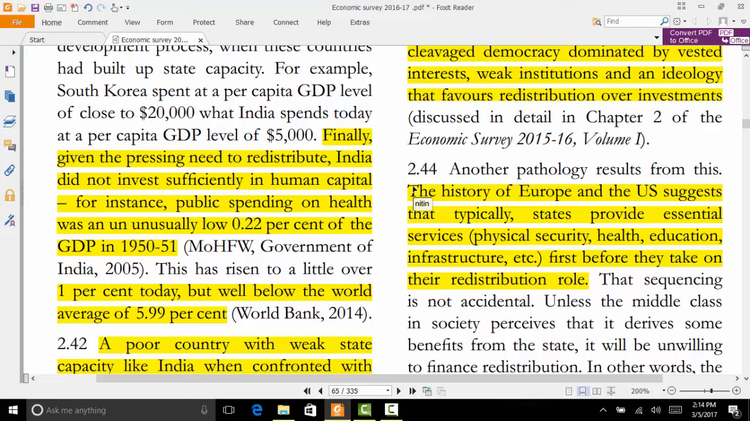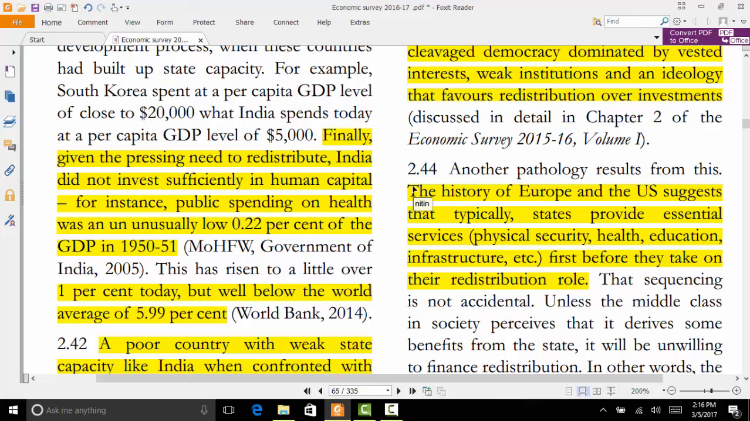Now 2.44. I think I've discussed this point before as well. Just listen to it for a moment. In any case of the developed countries, they go first for providing essential services. Once they provide essential services, it encourages people to pay taxes as well. Then it promotes people to favor redistribution as well. Because if you don't provide the basic amenities and still go for redistribution, the people who are paying taxes will oppose it. They'll say it's totally inefficient, the money is not reaching the poor.